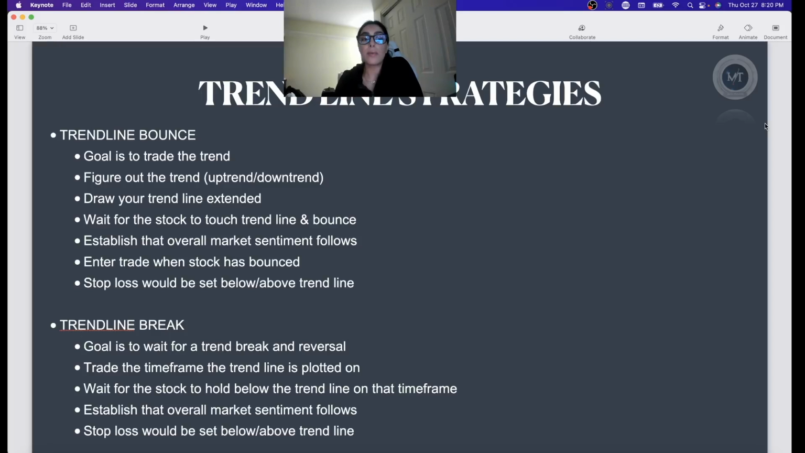Your goal here is to wait for the stock to touch a trend and bounce for you to take a potential trade, whether it's the upside or downside. If it's a downward trend, you would take puts once the stock rejects the trend line. If it is an upward trend, you would take calls once the stock bounces off of the trend line. Your stop loss would be set above or below the trend line. So if it is a downward trend, your stop loss will be set right above the trend line. And if it is an upward trend, your stop loss will be set below the trend line.